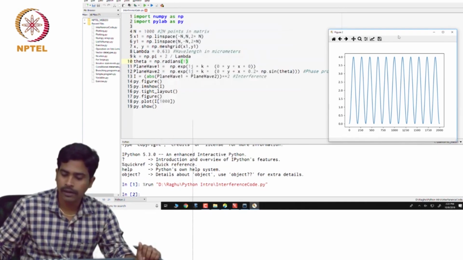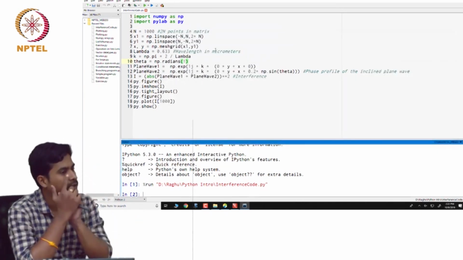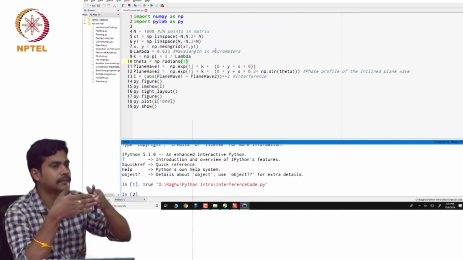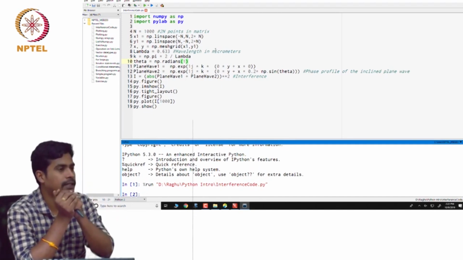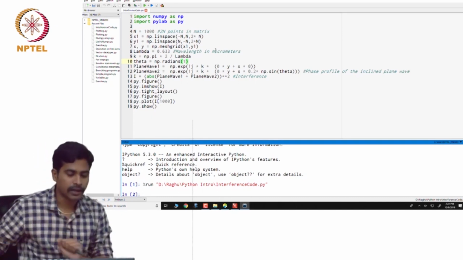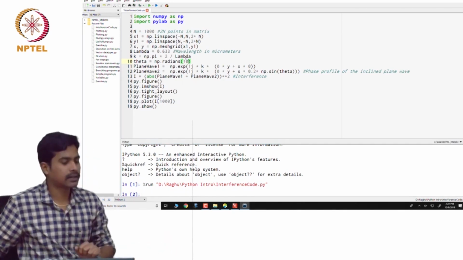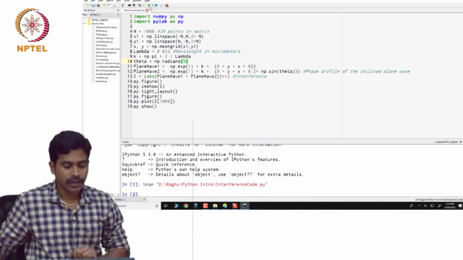Now, can you guess what happens if we increase the angle? Can somebody answer? What do you think happens when the angle between these two plane waves is increasing? What happens to the fringes? Are they going to increase or decrease? Okay, we will just try it out here. I will give 5 degrees between the plane waves, and I will run this program.